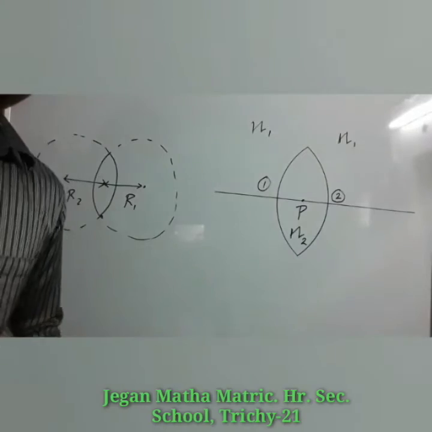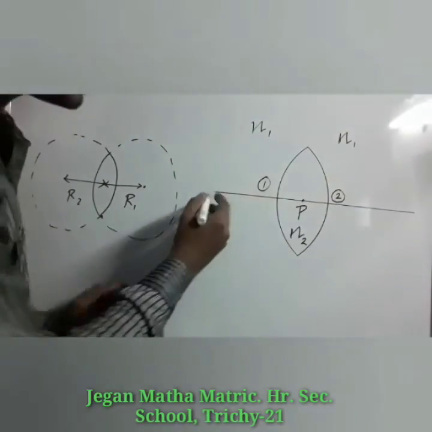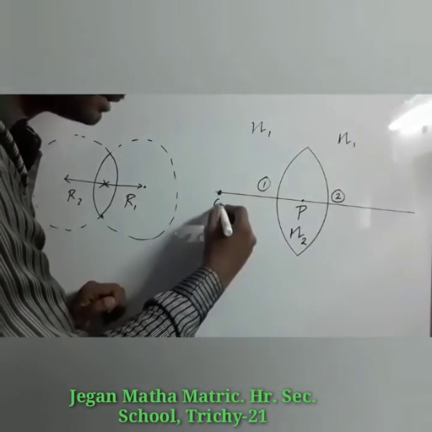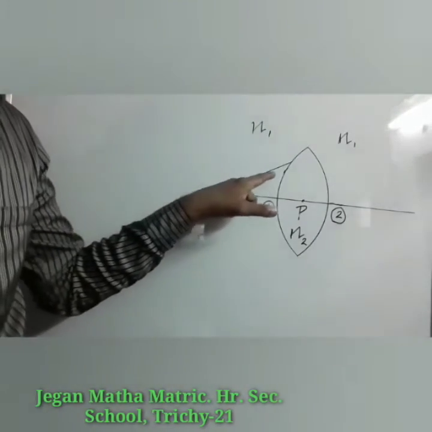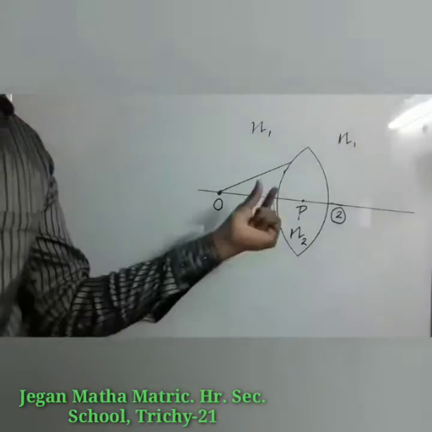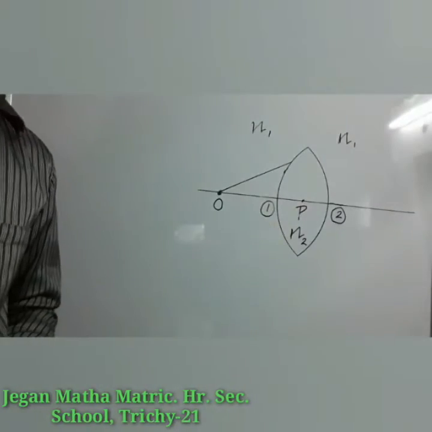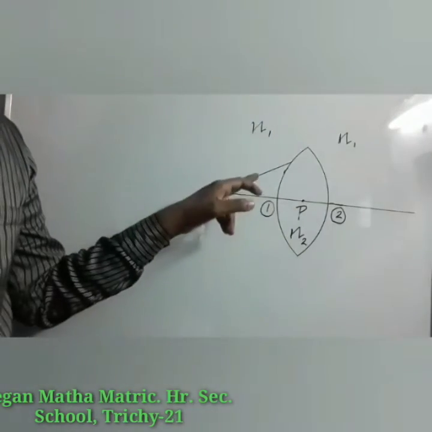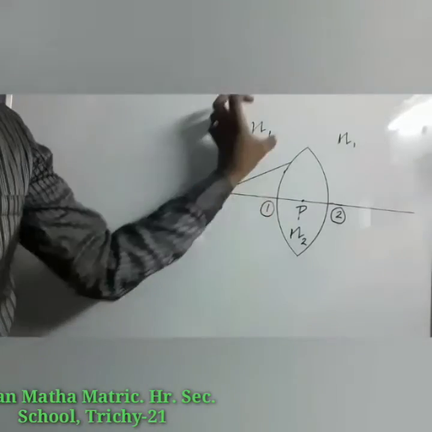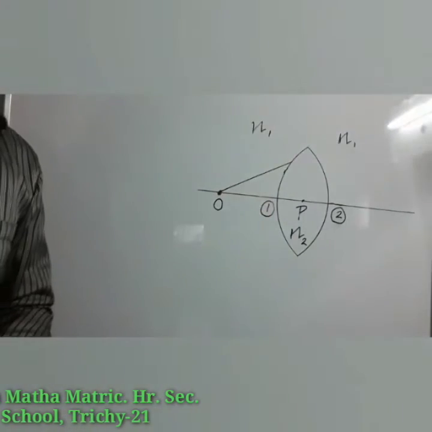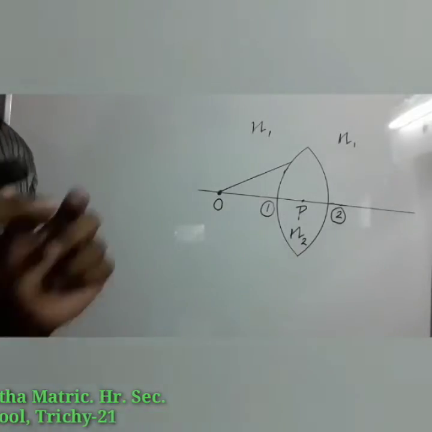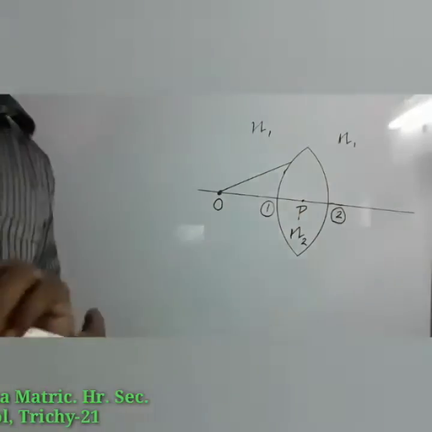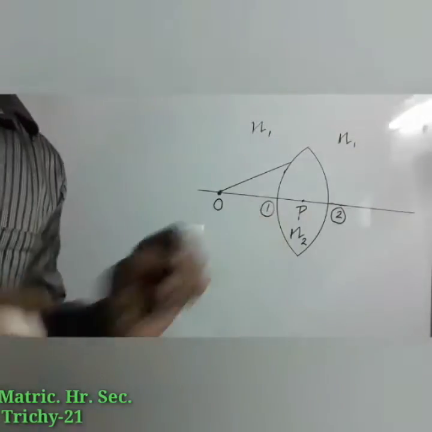Consider a point object O on the principal axis. So let us take the point object O here. Consider a light ray from the point object incident on the first surface of the lens. So the light ray enters from one medium into another medium, so there will be a refraction. The refracted ray will fall on the point I dash.